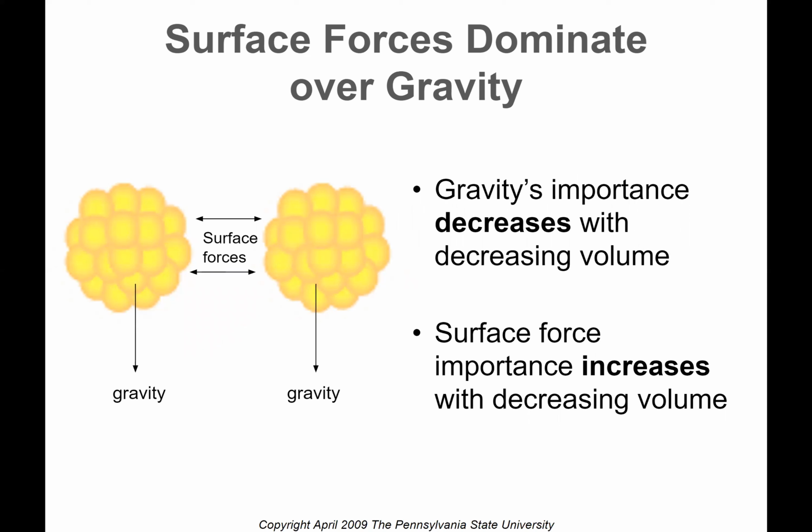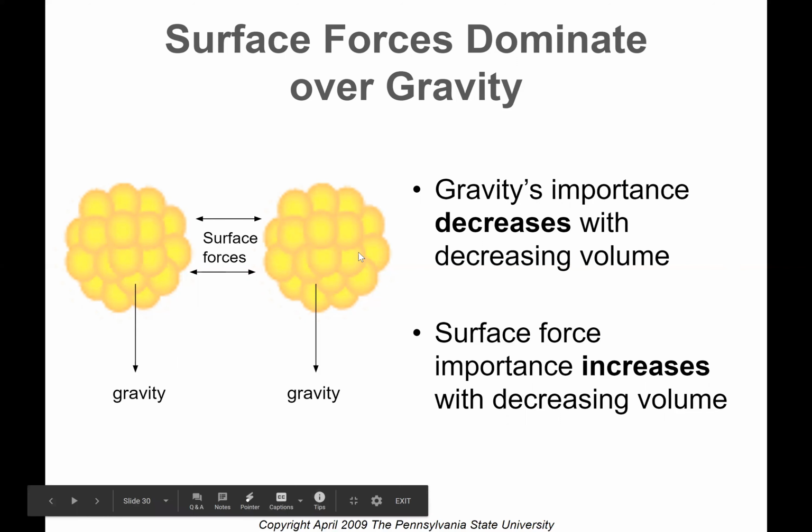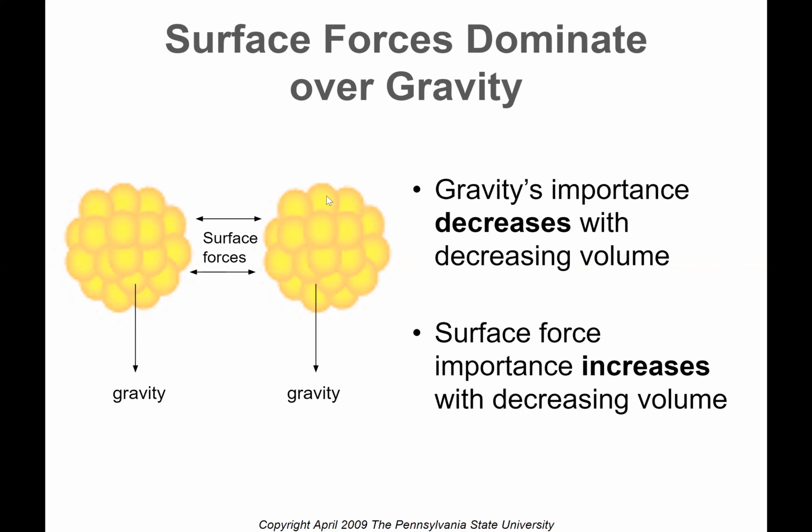Surface forces dominate over gravity, as gravity's importance decreases with decreasing volume and actually its mass. Gravity is related to mass, is affected by mass. So decreasing the volume, you'll be decreasing the mass and therefore decreasing gravity's importance. We talked about that already. The surface force importance increases with decreasing volume, and we've already talked about that as well. As you decrease the volume, or the size, a much higher percentage of the atoms are on the surface compared to the middle than if the size of the particle is humongous. So surface forces increase with decreasing volume.